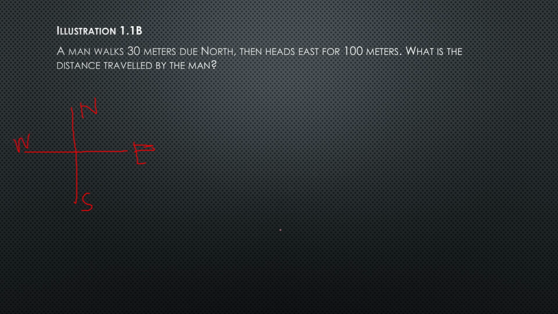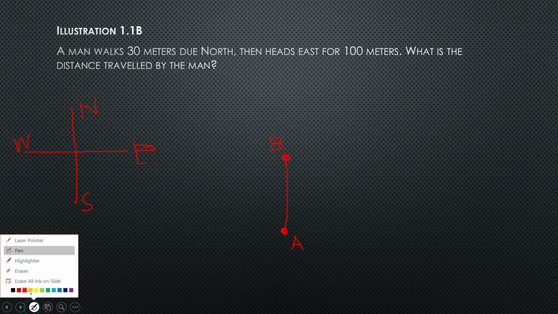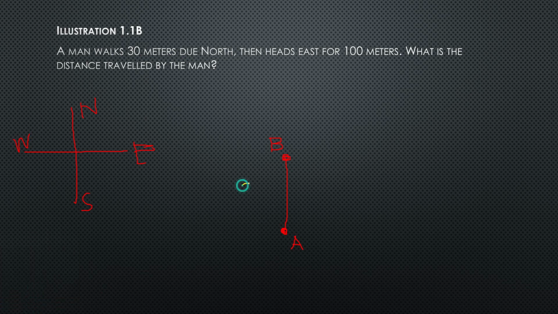So let's say point A is our first position, going due north for 30 meters. Let's say a straight path going up. That represents north. This is point A, our first or initial position, then this is its position after traveling due north for 30 meters. So let's say this is 30 meters.